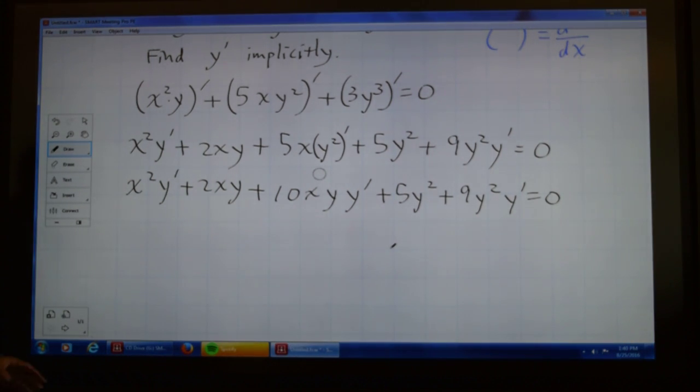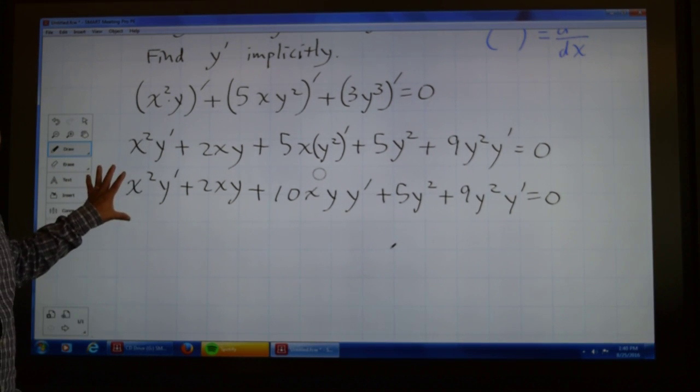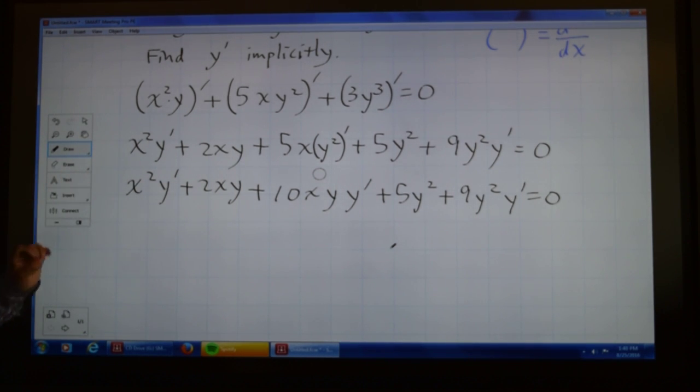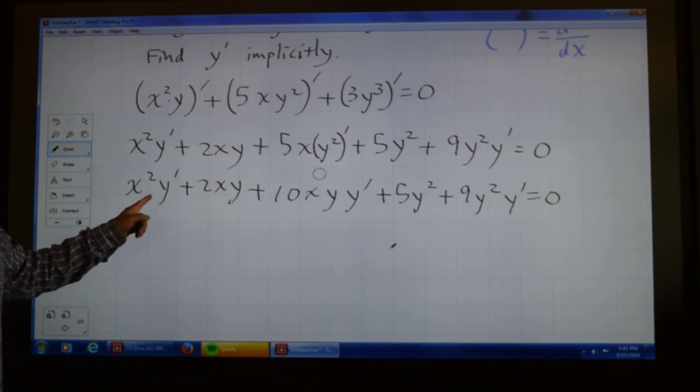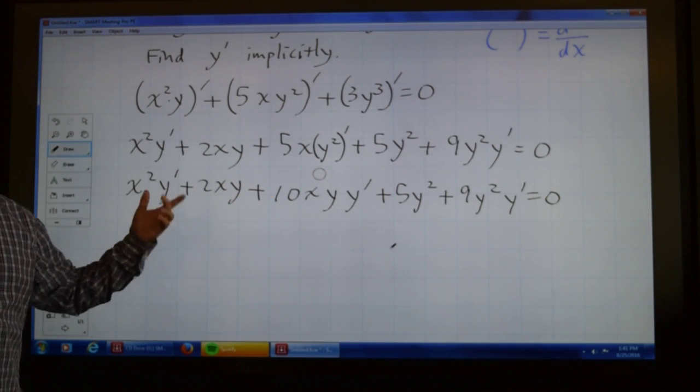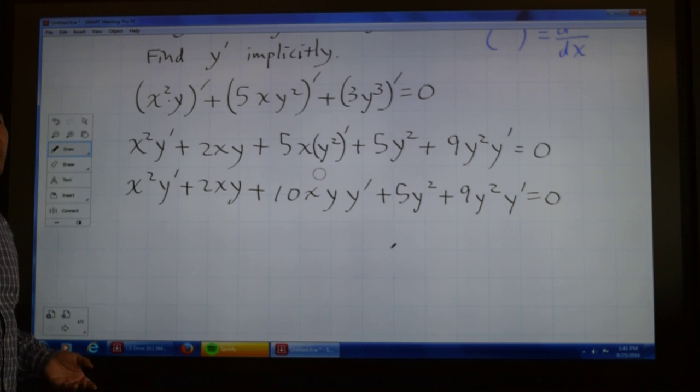All right, but I want you to stop right here. Instead of moving forward to get what y prime is, I want you to just stop and look at what we have here. What do we have? Don't we have a differential equation? You don't think so? It's a differential equation, isn't it? I see an equation. I see a derivative. Differential equation, right?